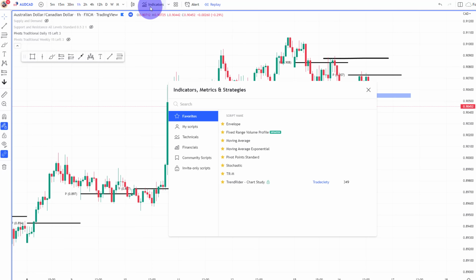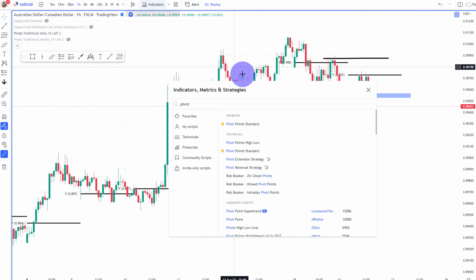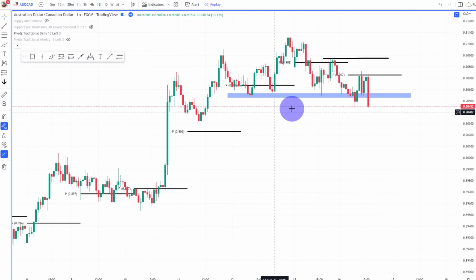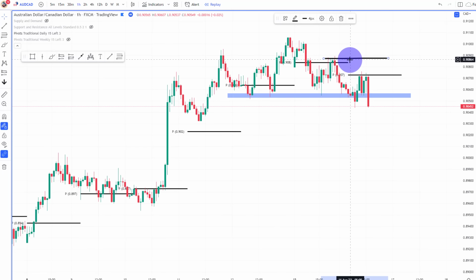And what you can do is also what I would recommend, turn on your daily pivots. In TradingView, you just go to indicator and you just type in pivot, and then pivot point standard is the one you need. And what you can see is that pivot points work exceptionally well during those distributions. Here, take a look at this and take a look at this.